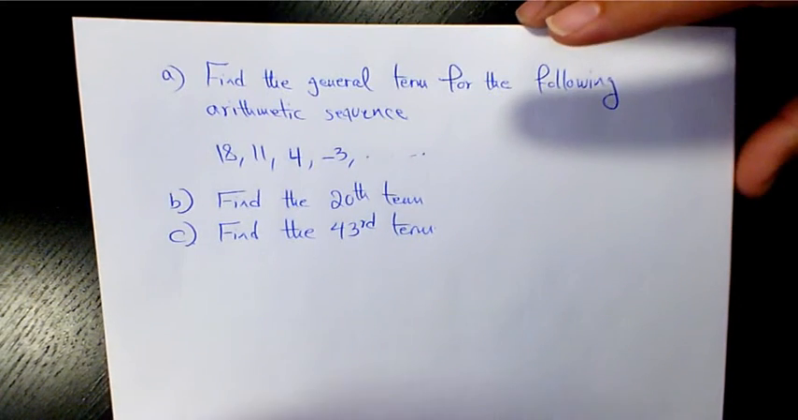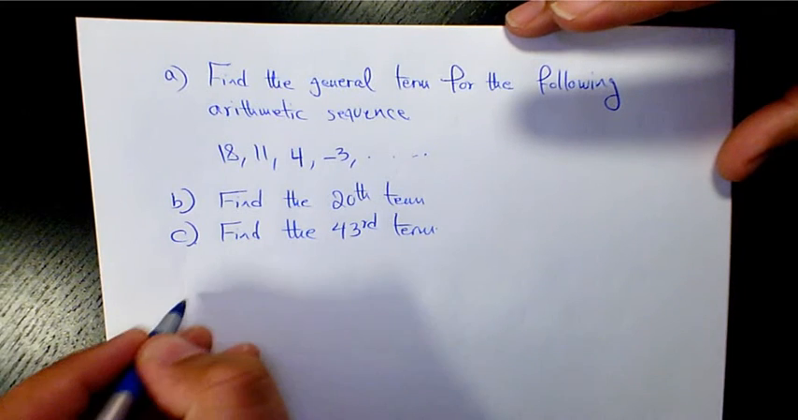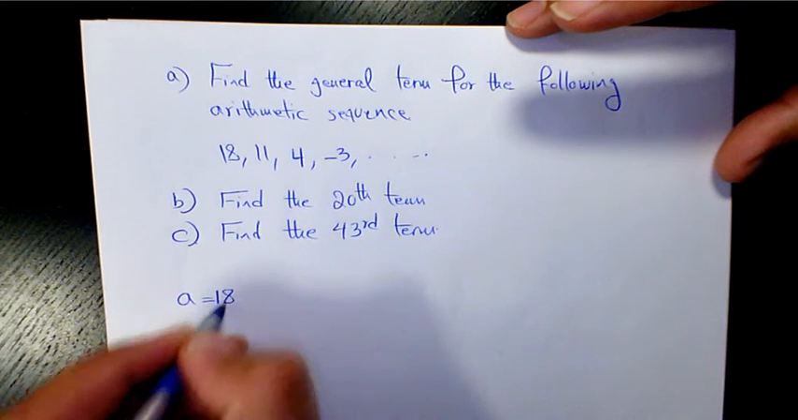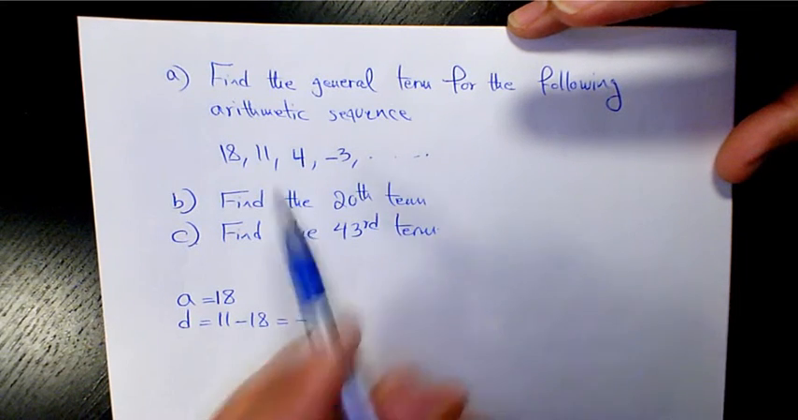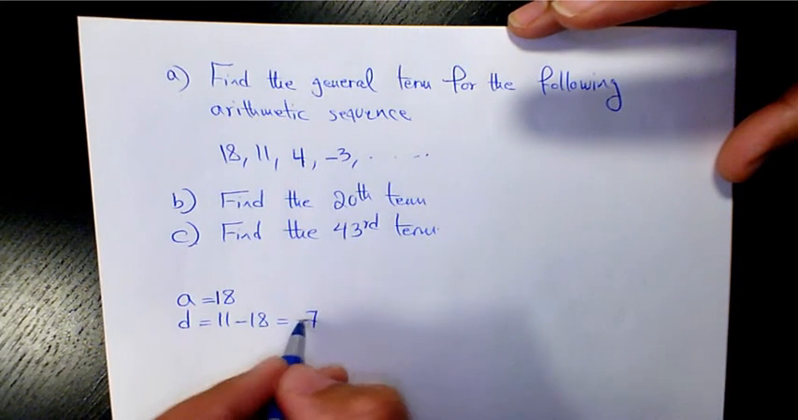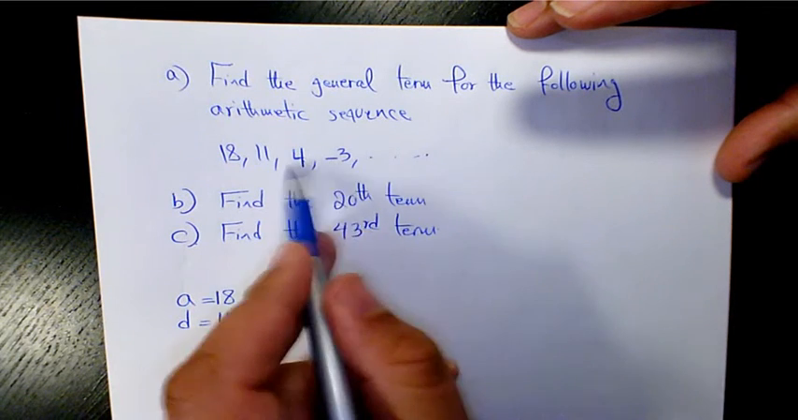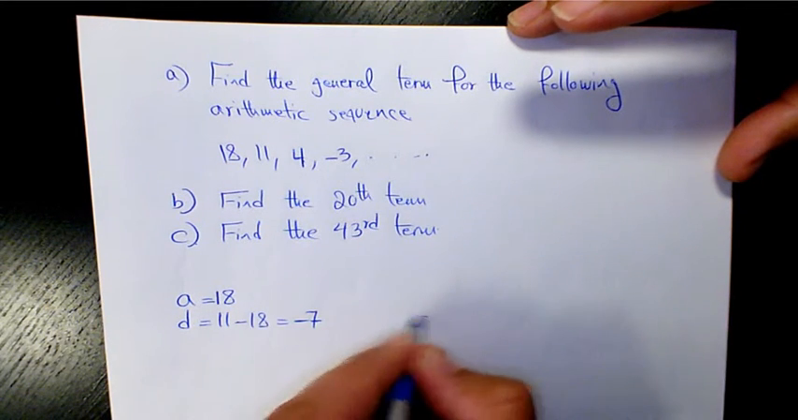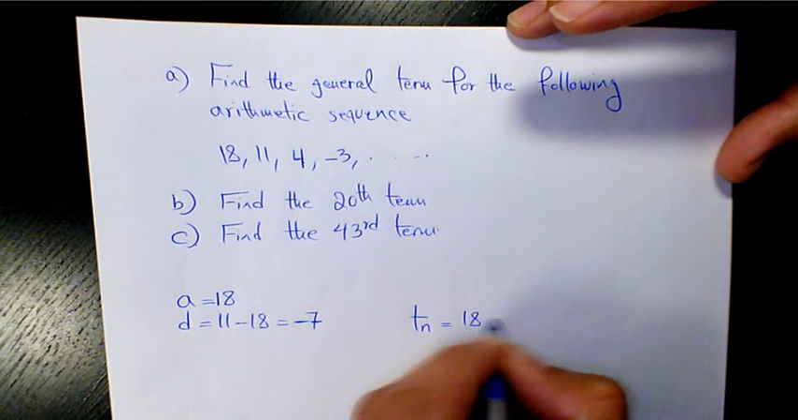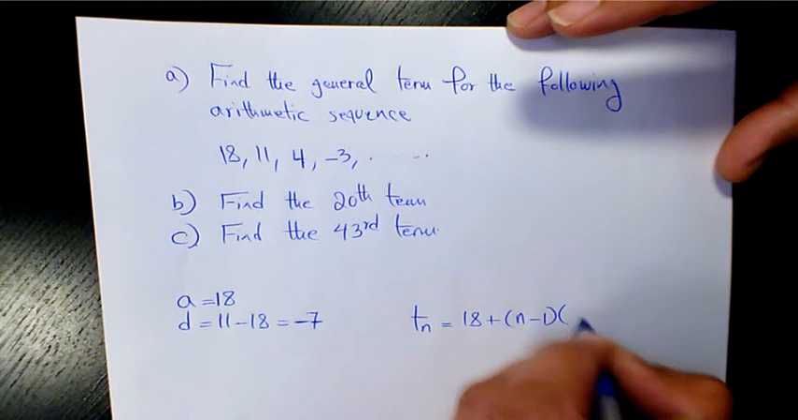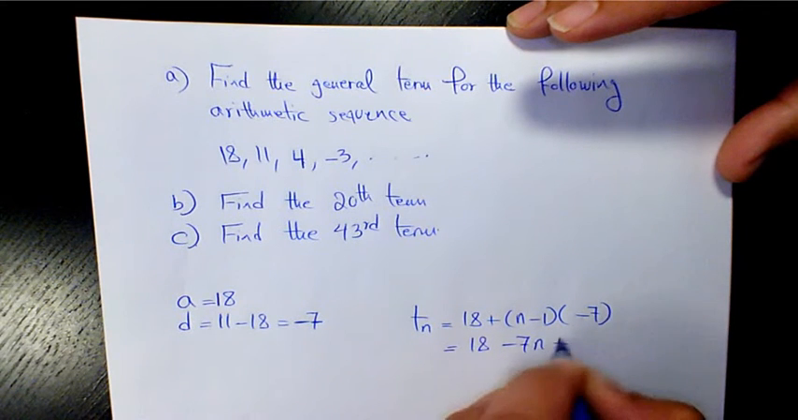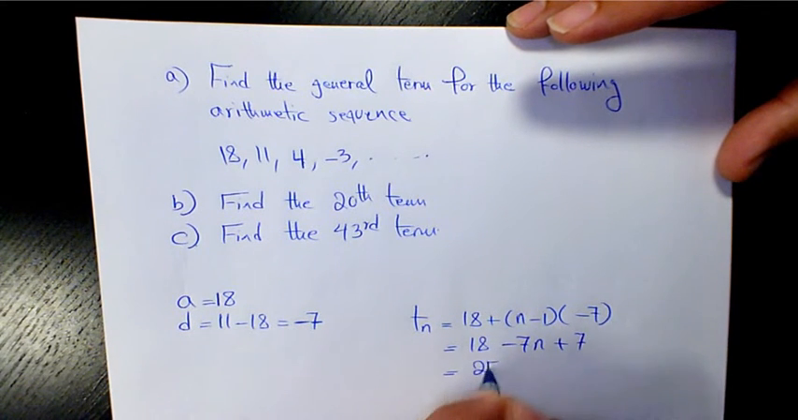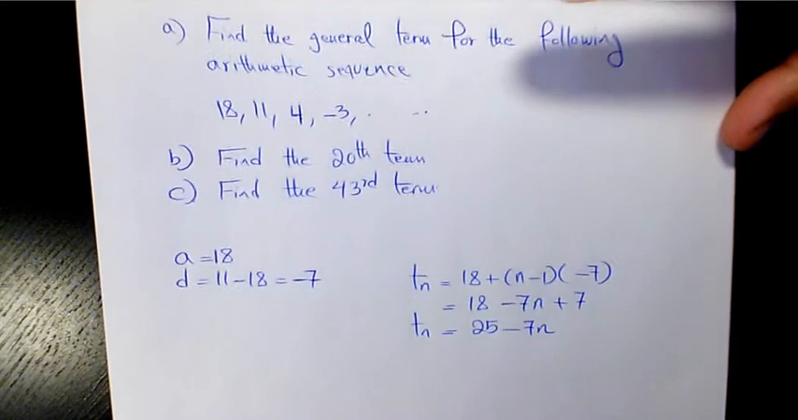So that's going to be A is 18, D is 11 minus 18, which is negative 7. Same as 4 minus 11, negative 7. Negative 3 minus 4 is negative 7. So it's Tn equals 18 plus n minus 1 times negative 7, which is going to be 18 minus 7n plus 7. That's going to be 25 minus 7n. So Tn is 25 minus 7n.